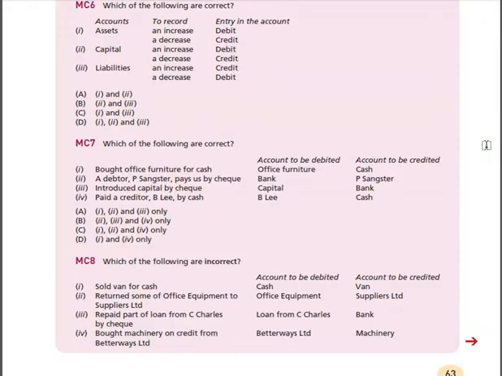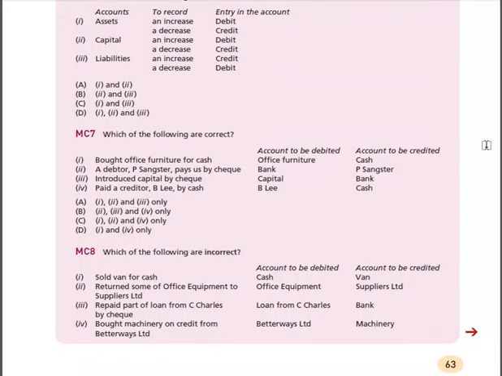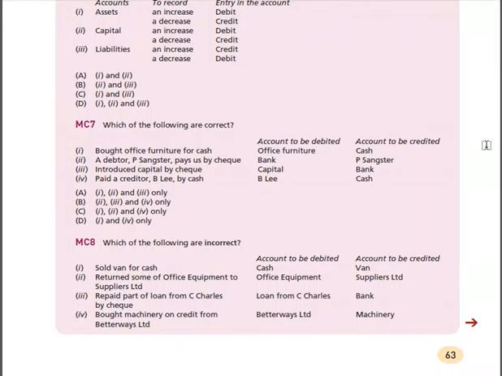Number 3, introduce capital by check. When you introduce capital by check, bank would be debited and capital would be credited. This is wrong. Let's look at the fourth one. Paid a creditor Beely by cash. Cash would be credited and Beely, who is a creditor, the liability will reduce, so that would be debited. So in this case, the third option is wrong. So it's 1, 2, and 4 which are correct. In options A to D, we'll see where 1, 2, and 4 is. It's option C. So M7C is the correct answer.